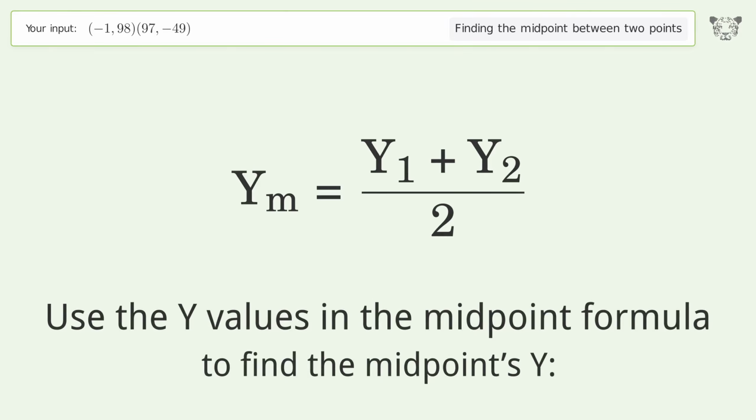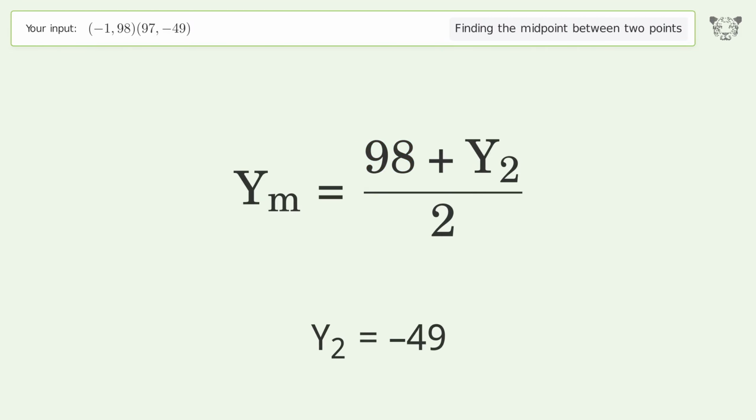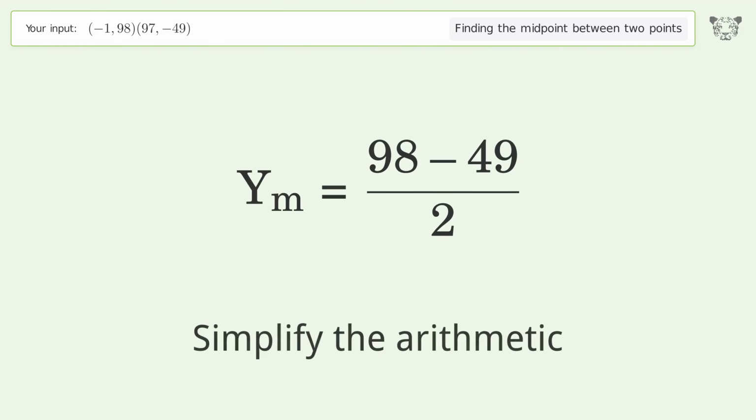Use the y values in the midpoint formula to find the midpoint's y. y1 equals 98. y2 equals -49. Simplify the arithmetic.